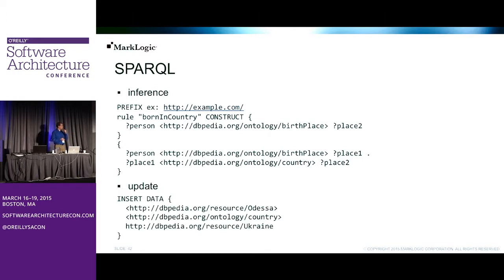And finally, there's also an update capability within SPARQL itself. So in any triple store that supports update, you're going to be able to do statements like this. You can insert some new triples. So in this particular example, I'm telling my triple store that Odessa is in the country of Ukraine. Combine that with the inference rule above it, and now I can ask for people who are born in Ukraine, and I'll get all the people who are listed as having been born in Odessa.